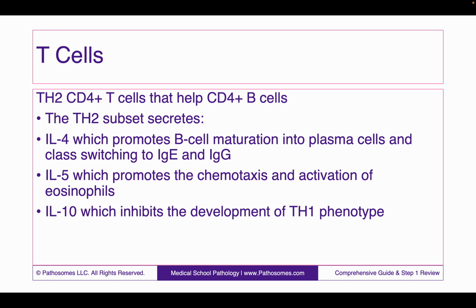T helper 2 CD4 positive T cells that help B cells. The T helper 2 subset secretes interleukin 4, interleukin 5, and interleukin 10. Interleukin 4 promotes B cell maturation into plasma cells and class switching to IgE and IgG. Interleukin 5 promotes the chemotaxis and activation of eosinophils. And interleukin 10 inhibits the development of the T helper 1 phenotype.